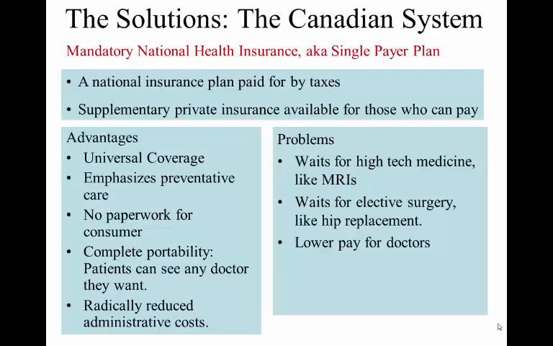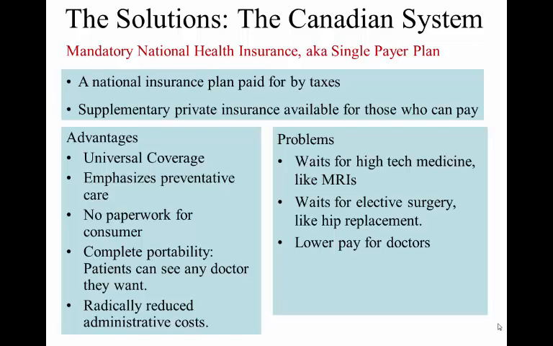This Canadian system is also known as a single-payer plan. It is a national, mandatory health insurance plan. Some people claim that this system is socialized medicine. It is not. It is socialized insurance. This is a national health insurance plan paid for by taxes. We will consider socialized medicine, or something closer to it, when we move to the UK system.